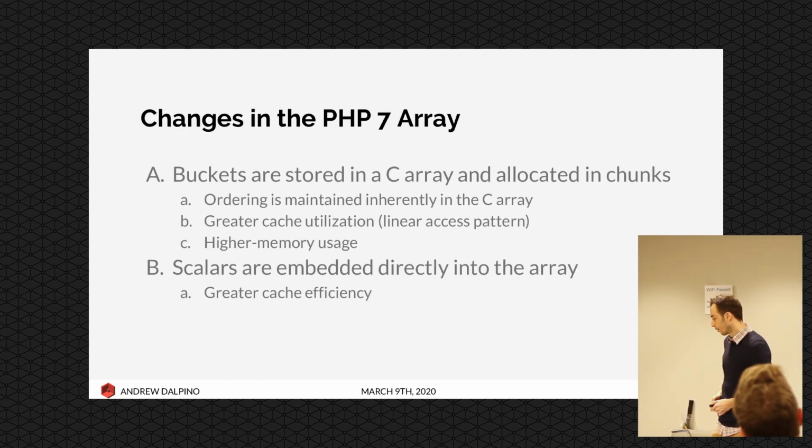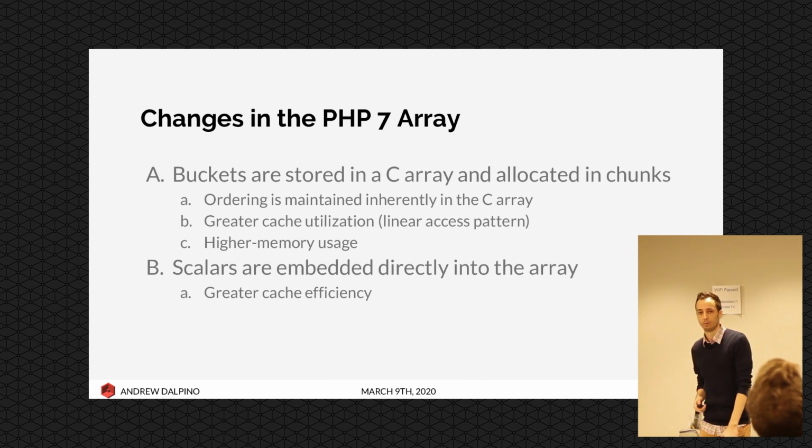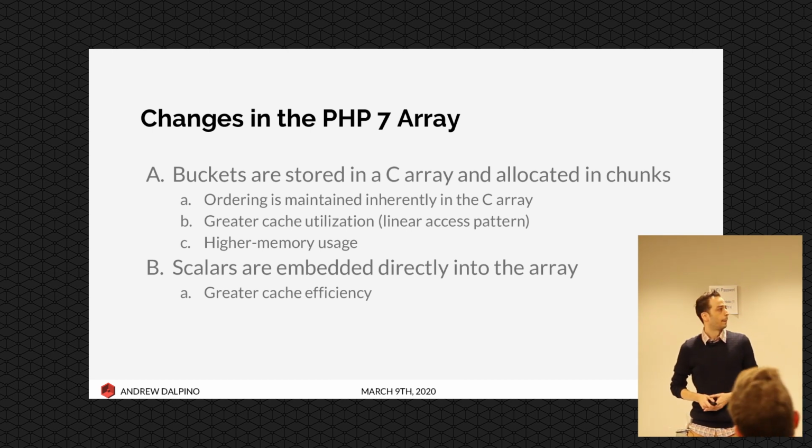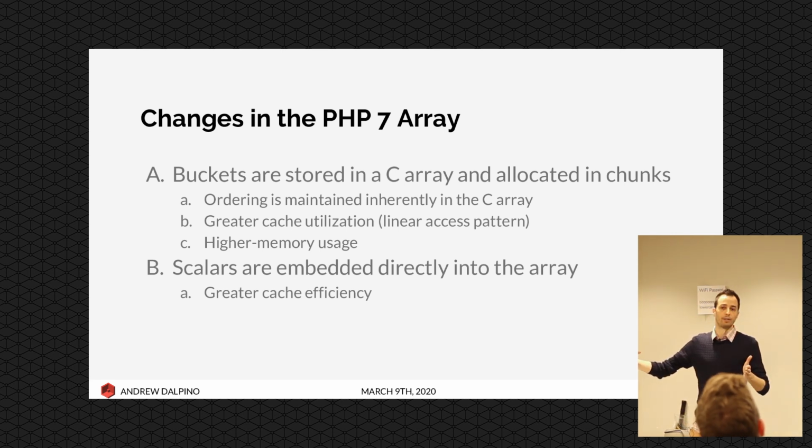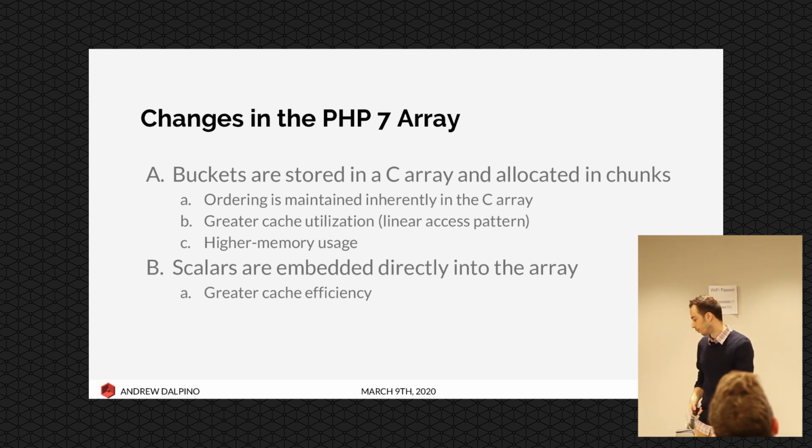So what were the changes in PHP 7? Buckets are stored in a C array now. We're no longer using a doubly linked list, and the ordering is maintained inherently in the C array. So arrays are naturally ordered, so we don't need a separate doubly linked list for that. It also means greater cache utilization because we now have a linear memory access pattern instead of a random access pattern. Random would be just pointer chasing, but when we allocate an entire array in a chunk, it's just a whole block of memory. So when we retrieve the first item of that array, the entire array gets loaded into cache. That means we'll have cache hits for the next few computations as long as we're traversing it in a linear fashion.